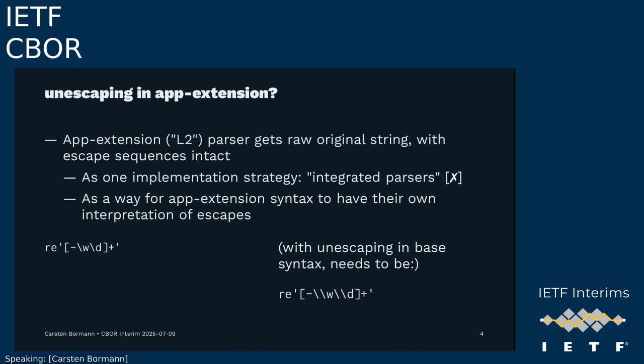With unescaping in the application extension, we wouldn't have problems if the syntax for the ABNF string in this application extension actually uses backslash combinations that don't mean anything in EDN. So we could have something like a word regular expression that has a sequence of zero or more hyphens, letters, and digits. Just as a reminder, in the existing syntax, you would have to escape all those backslashes because there is no definition for backslash W in EDN.